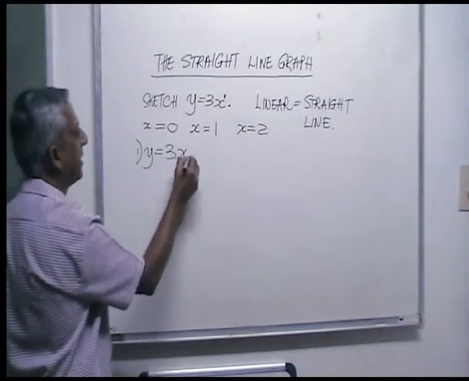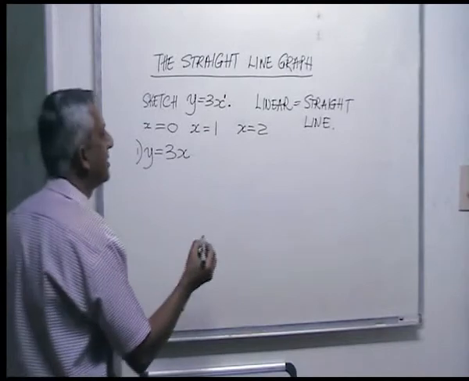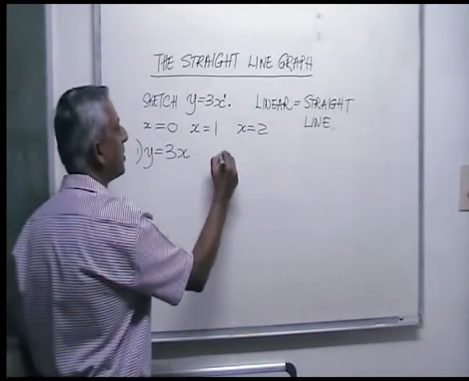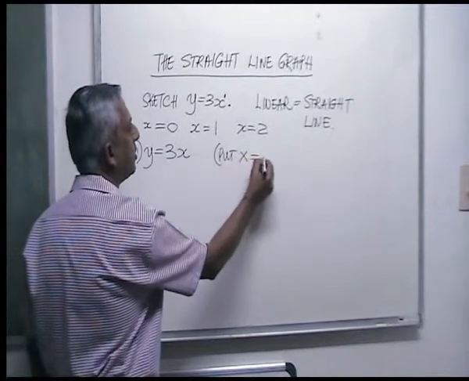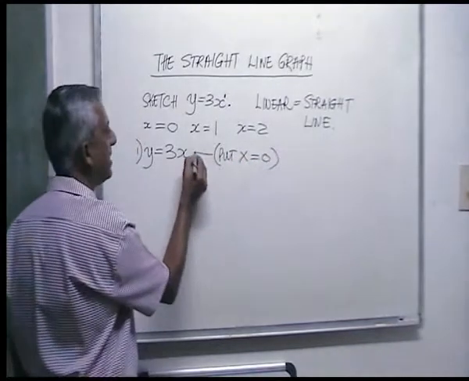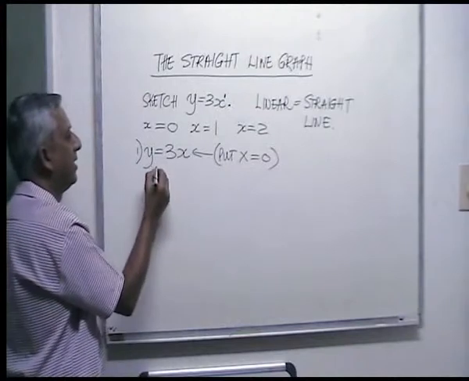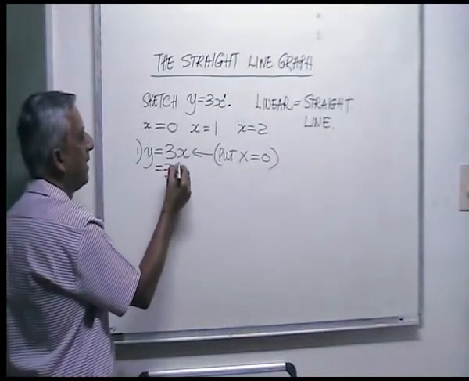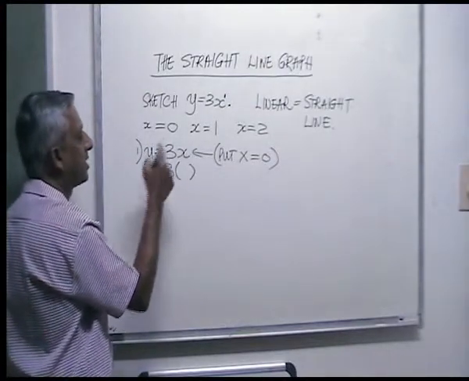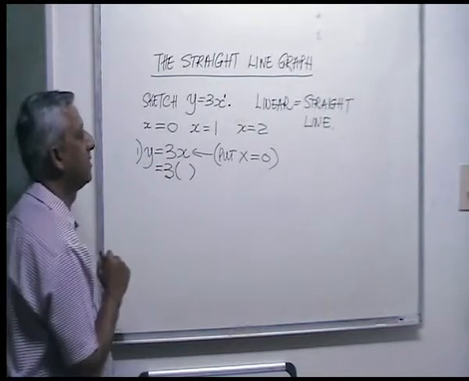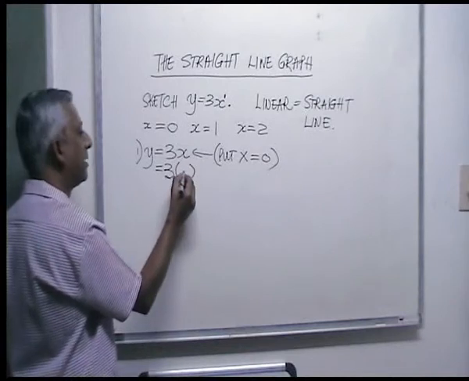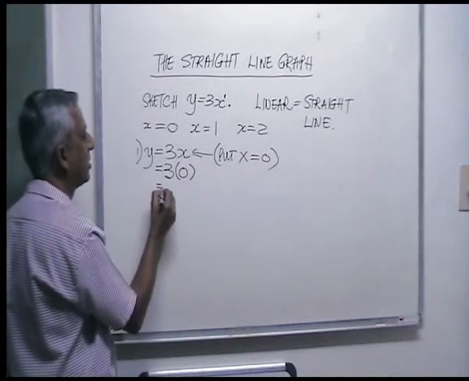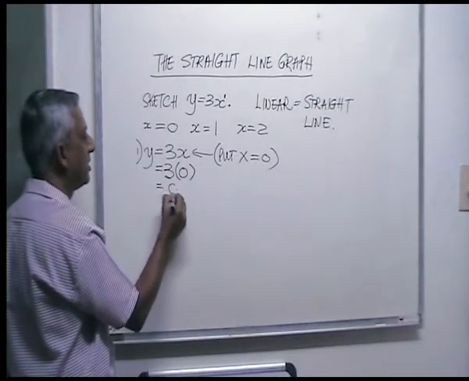So what you do, you write your equation down. y is equal to 3x. Now I'm using the word substitute. Substitute means put. Now what you're doing, you're putting x equal to 0 here. So there's your 3. Now if you remember, 3x means 3 times x. But I'm not writing x here because instead of x, I'm going to put the number. So it will be 3 times 0, and 3 times 0 is 0.